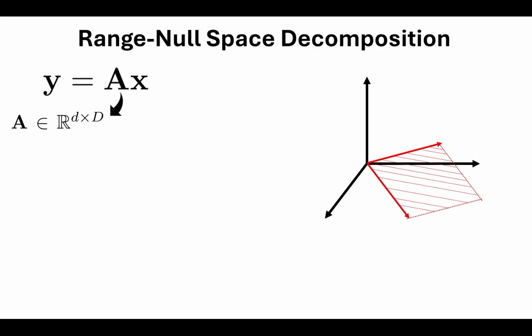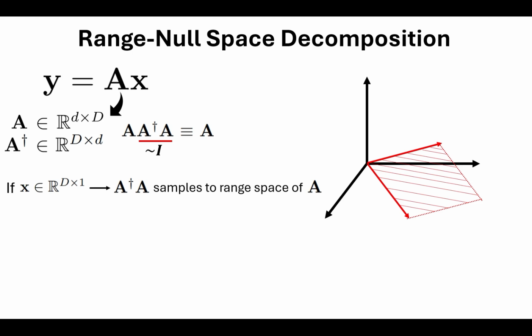Obviously, this matrix is not invertible, because it's not even a square matrix. But the thing is, we can compute the pseudo-inverse matrix A dagger, that what we expect from it is that if we multiply A by A dagger, and then multiply it by A again, we expect the final result to be approximately equal to the original matrix A. And that means A dagger times A should try its best to create an identity matrix. And now here comes the interesting idea that if x is a capital D dimensional vector, in our example a three-dimensional vector, then A dagger A samples the range space of A.